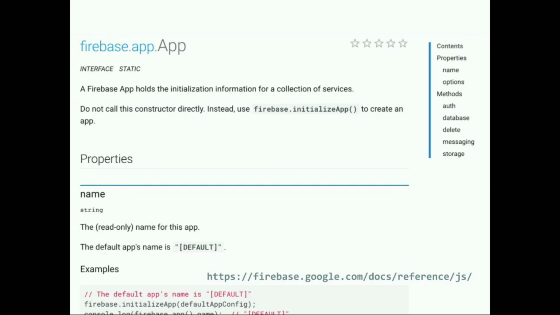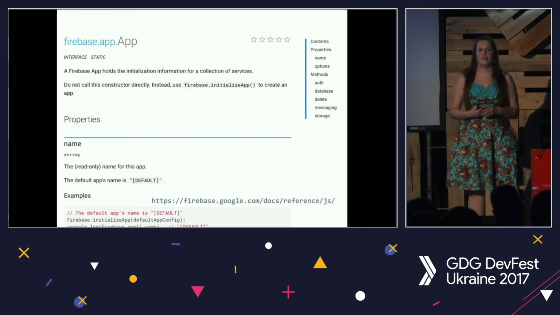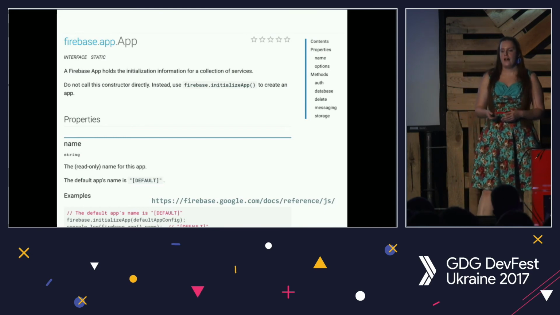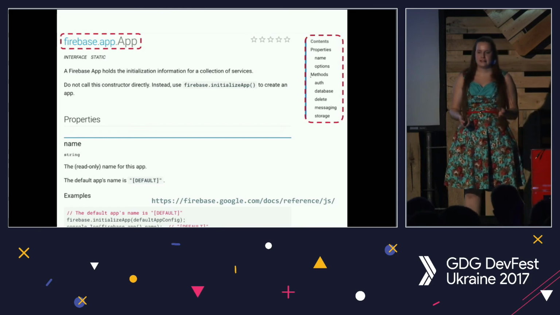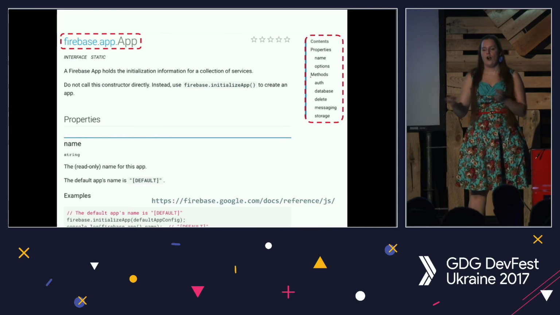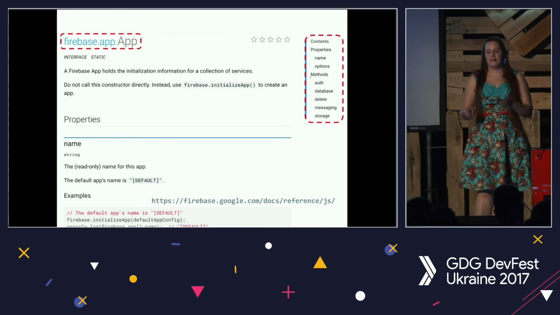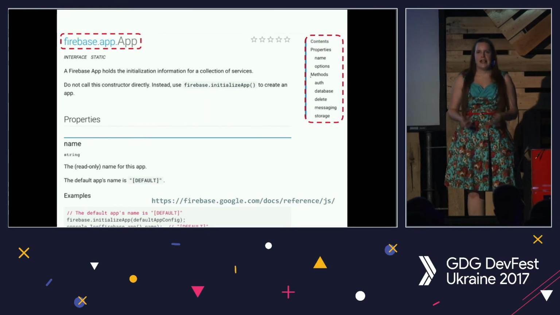How can we do this? Well, Dart has a library for it called package:js, which we can use. And let's say this is our API. This is the screenshot from the official Firebase app module with class App. This class has some properties like name, options, and so on. Then it also has methods like auth, database, delete, and so on. And I will show you how you can port this to Dart.